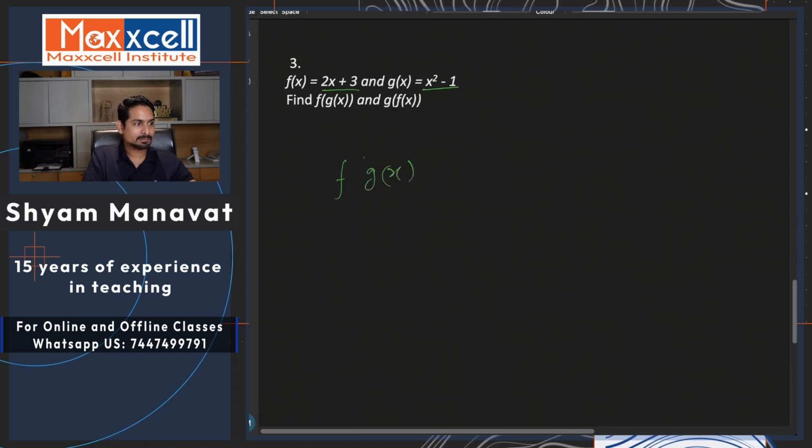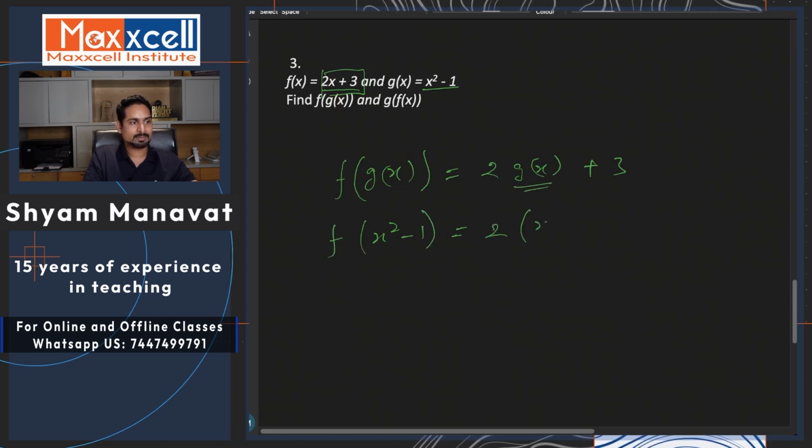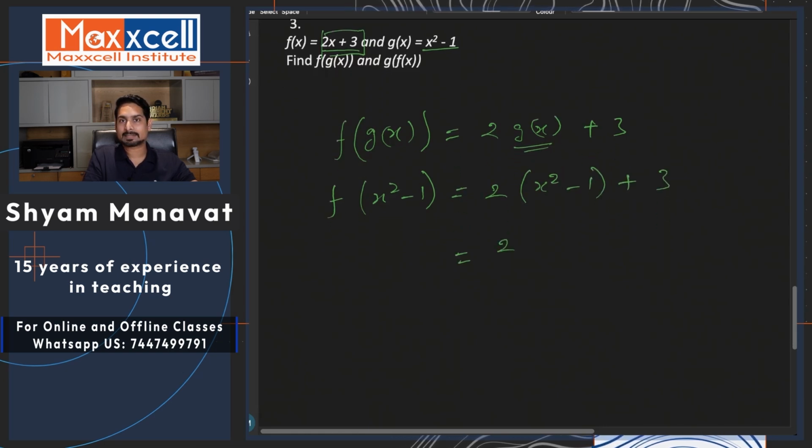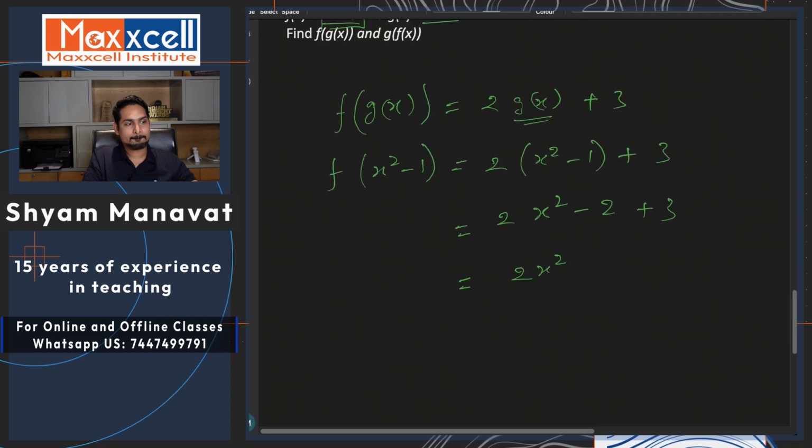I need to write in better handwriting. Yeah, I'm improving. So this will be the expression for f of x is what? 2x plus 3. So this will be 2 of g of x plus 3. What is g of x? X square minus 1. What will you do? Here substitute 2 of x square minus 1 plus 3. Simplified further, 2x square minus 2 plus 3. Simplify further, 2x square plus 1.